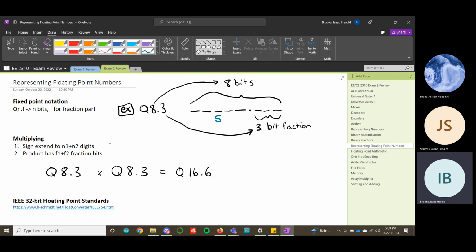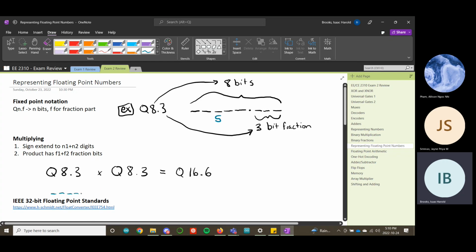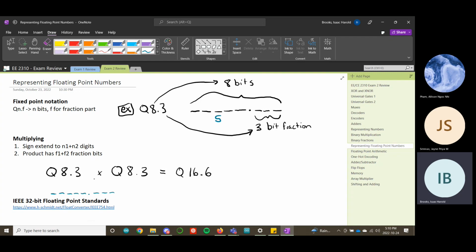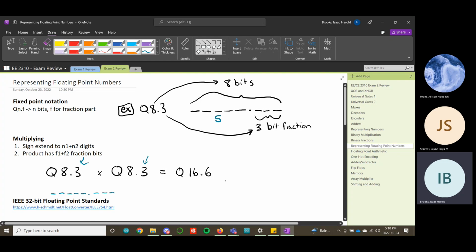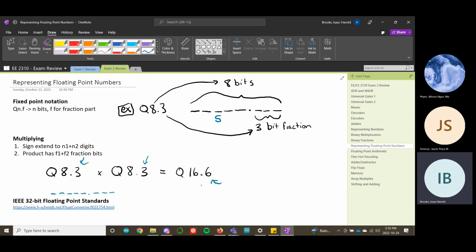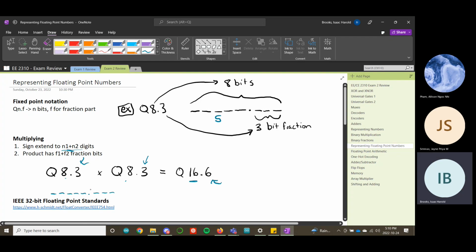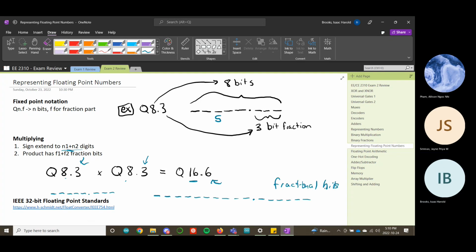The way that it'll expand is actually pretty intuitive. If you multiply Q 8.3 times Q 8.3, these are two numbers that each have 8 total bits, 3 of them for the fraction. It doesn't really matter what's in them, but you're going to end up with a number of fraction bits equal to this number plus this number. In this case they're the same, so 3 plus 3 leaves us with 6 fractional bits. And the total number of bits also gets doubled, so 8 plus 8 is 16 total bits. So the result will be a number that has 10 bits for the left-hand side, the integer part, and 6 for the right-hand side, the fractional bits.